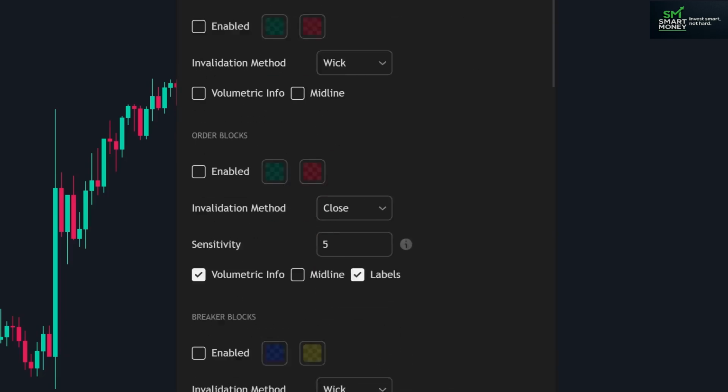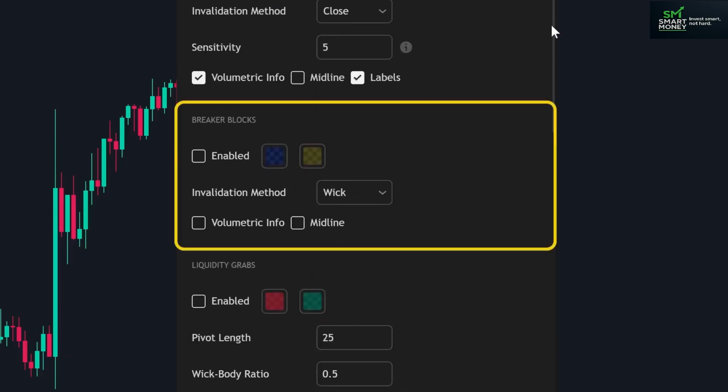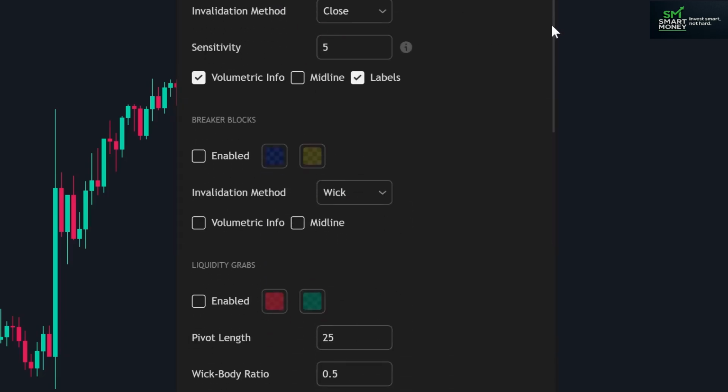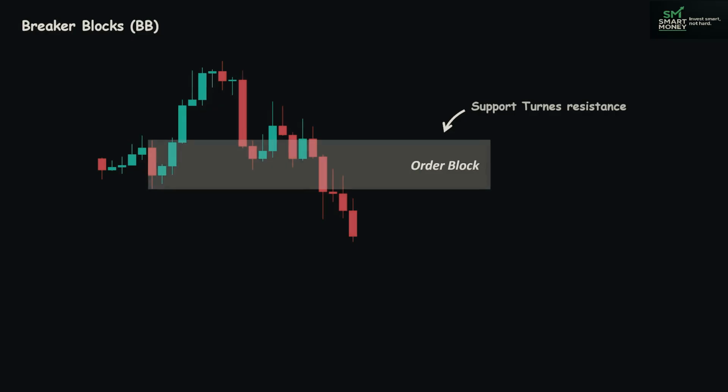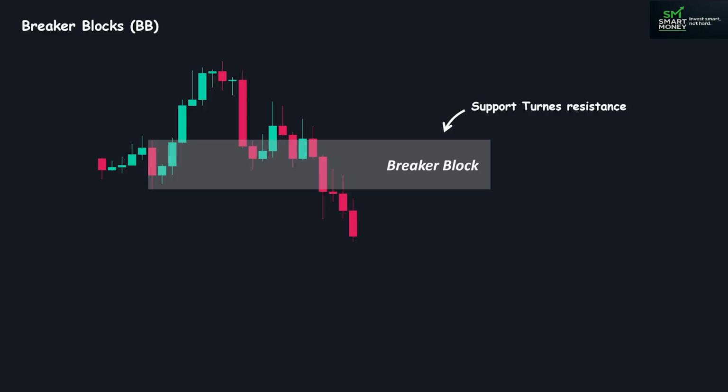Next up, we have breaker blocks. So what is a breaker block exactly? A breaker block is a previous order block that failed to reject the price. In this case, support turns into resistance, or resistance turns into support, creating a new point of interest. If the price taps into a breaker block, we anticipate a potential rejection in the opposite direction, typically signaling a continuation of the new trend.